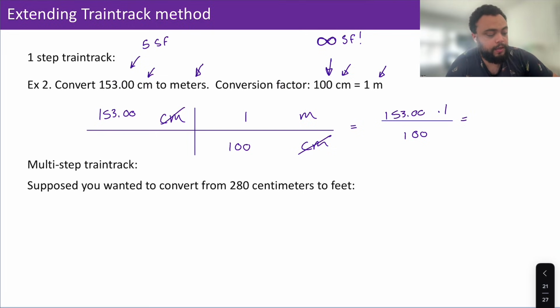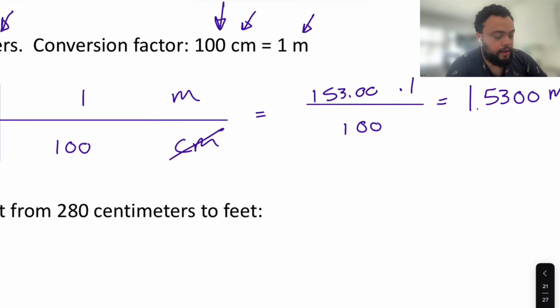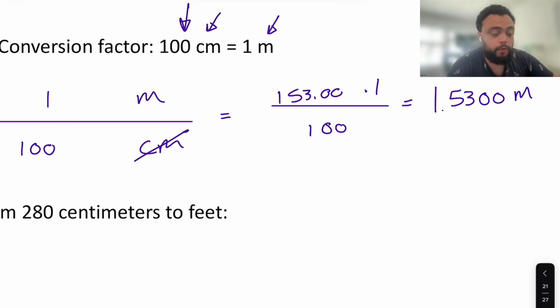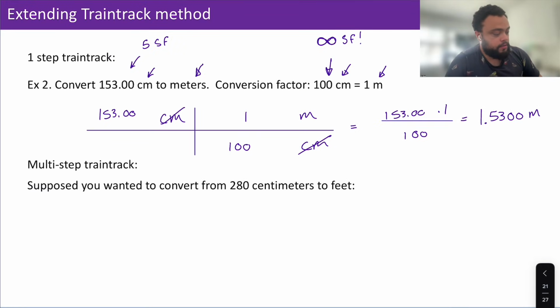Now, the number we get out of here is going to be 1.5300 meters, like that. This is our answer for this, and with the correct number of significant figures. These are trailing zeros after a non-zero number, and so those are significant zeros. And we can keep going.